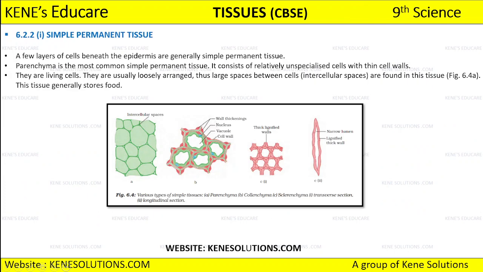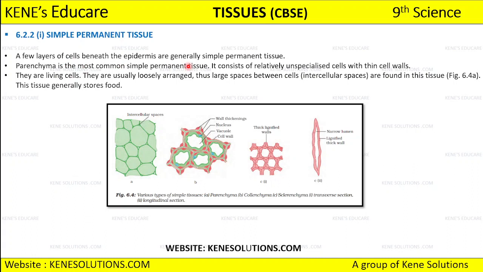Okay, now see, we have simple permanent tissue to discuss, and see, a few layers of cells beneath the epidermis are generally simple permanent tissue. What is simple permanent tissue? Few layers of cells that we have just below the epidermis. Okay? The few layers of cells below the epidermis, those are simple permanent tissue. Okay, and parenchyma is the most common simple permanent tissue that we have.